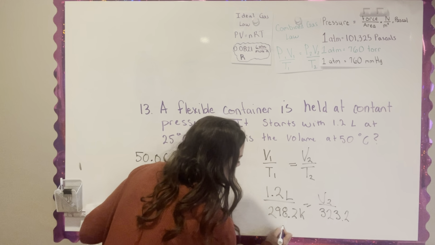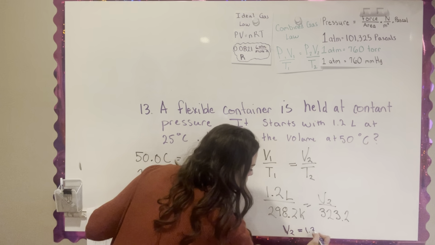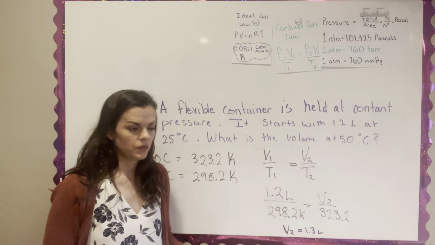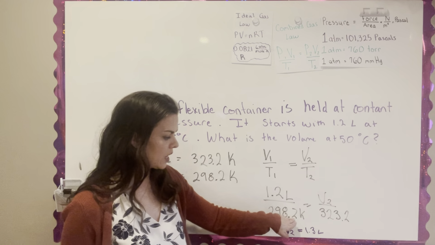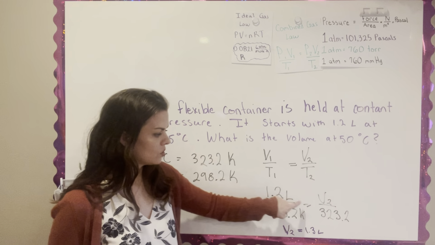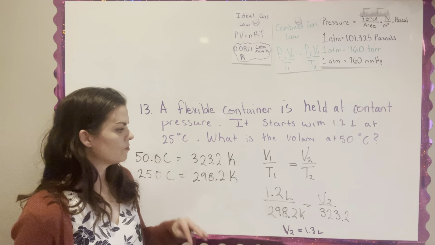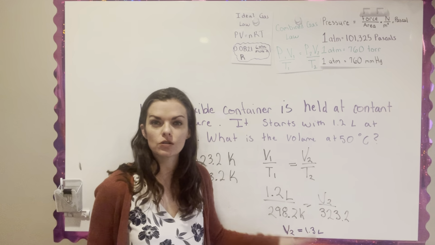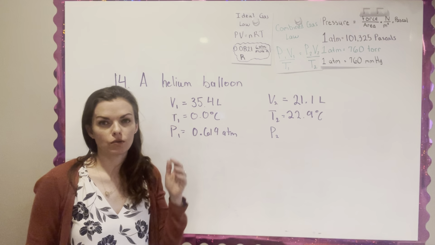All right, so you would end up with a V2 of 1.3 liters. How did I do that? I did 298.2 K times V2, and then I would set that equal to 1.2 times 323.2. And this is a volume, and we put the volumes in liters, so my answer is going to be in liters. All right, question number 14, I'm not going to write the whole question out.